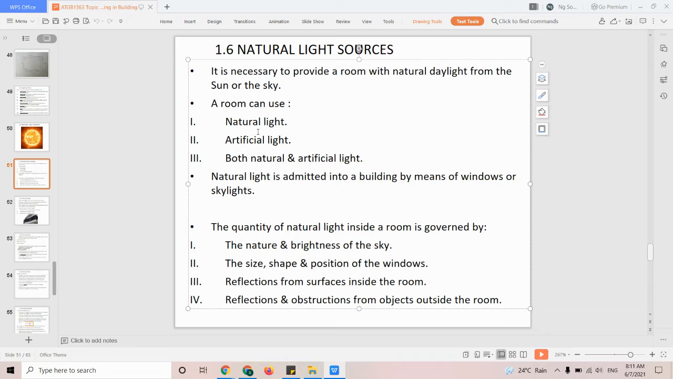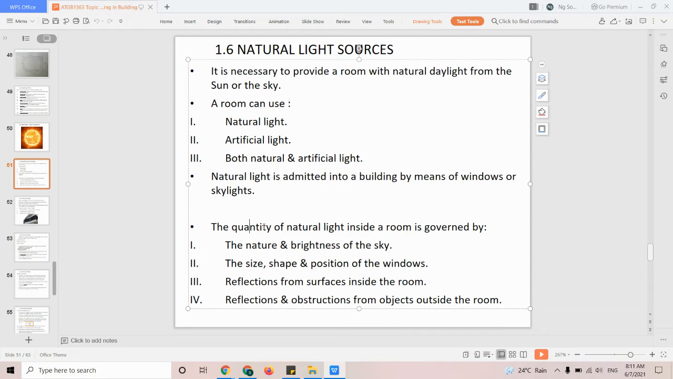When it comes to a normal residential building, if you are interested, you can go and study more on the design requirement. This one is more towards the architect requirement. If you're interested, you can go and find it out. Okay, so natural light, which is from the sun, can go into our building by means of windows and skylights. Skylight means we have a window on top of our ceiling. In the case of Malaysia, we don't really have a lot of skylights.